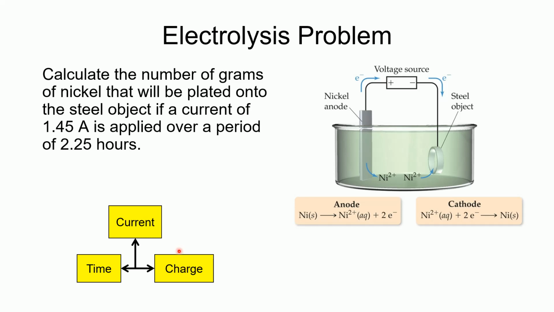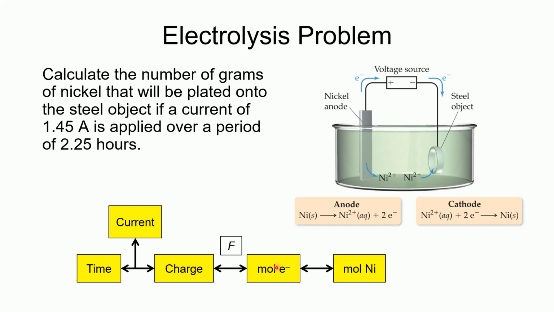From the charge, which will end up being in coulombs, we can convert from coulombs to moles of electrons using our Faraday constant. And then we can go from moles of electrons to moles of nickel, and that's because for every mole of nickel that we plate out, we're going to use up 2 moles of electrons. Then we can convert from moles of nickel into the mass of nickel, and we just have to use the molar mass of nickel. And that's how we do this. So now I'm going to show you the process here.